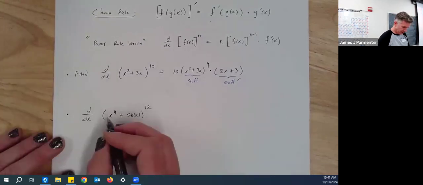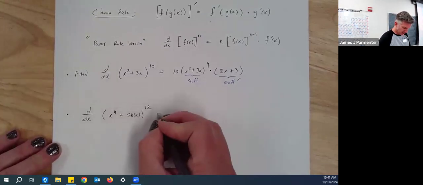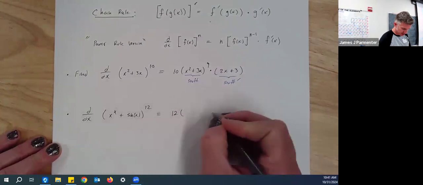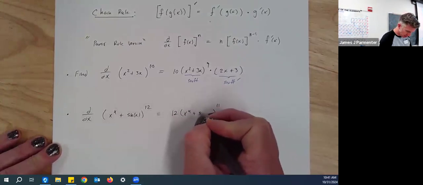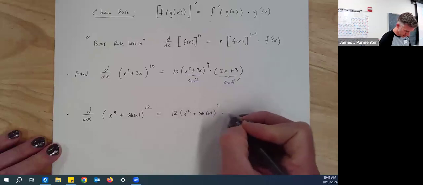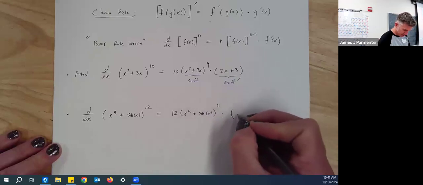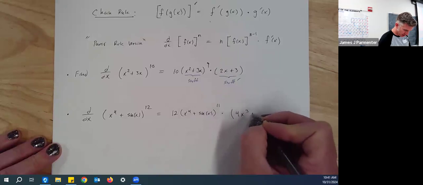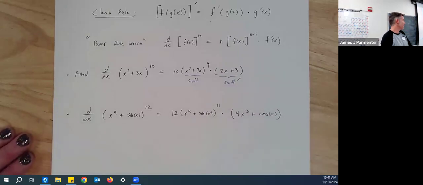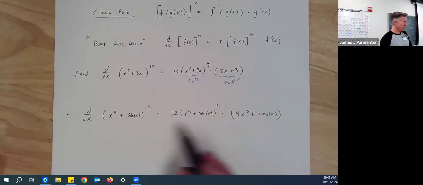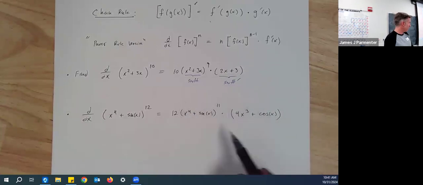So we've got something to the 12th power. The derivative is going to be 12 times that something to the 1 less power. And then we're going to multiply by the derivative of the inside something, which in this case is going to be 4x cubed plus cosine of x. That's all there is. And you shouldn't bother trying to simplify. Simplifying this is a non-starter. You don't want to try and multiply this out.